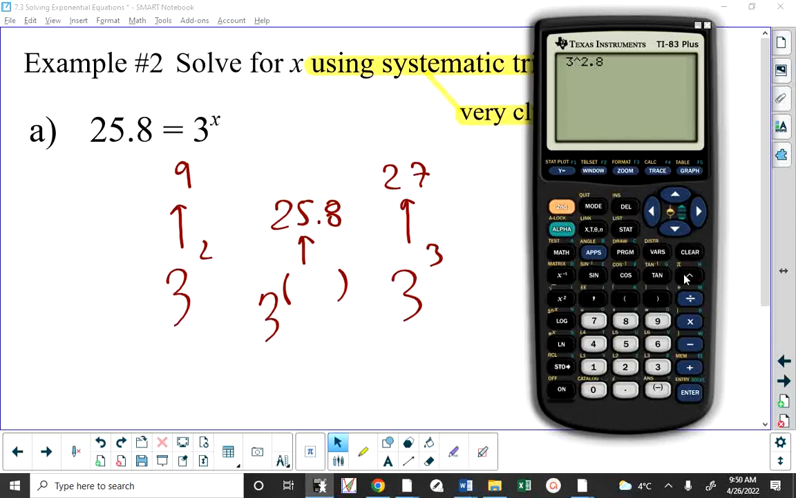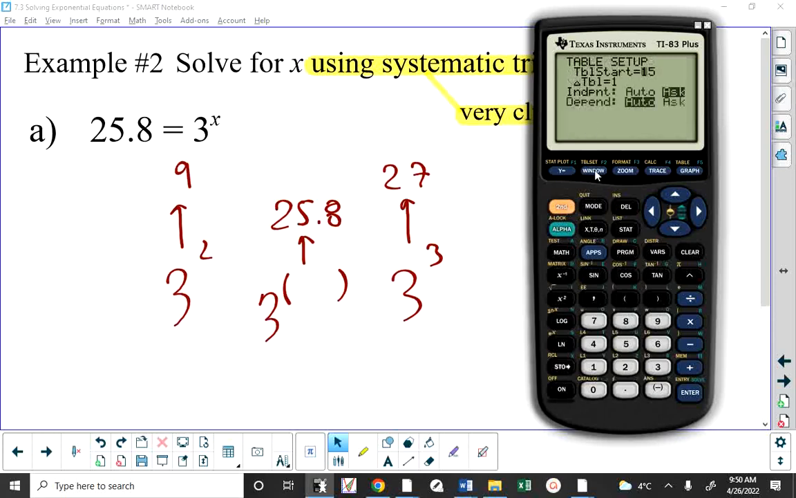3 raised to the 2.8. No. 3 raised to the 2.9. No. 3 raised to the 2.95. You get the idea here? And I guess what we could do is put in for y 3 raised to the x.